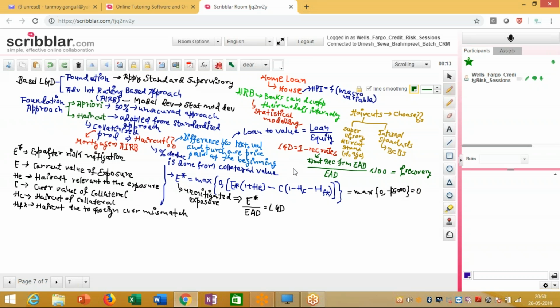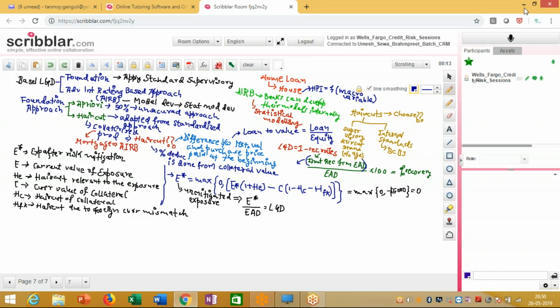So now the question that comes out is how would we do this part? The amount recovered from EAD, how do we define this part?